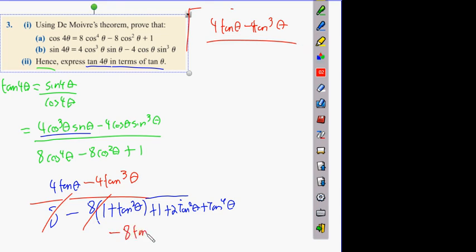And is there any other tan²θs here? Yeah, there's 2 of them. So it's going to be 1 minus 6, isn't it? 1 minus 6tan²θ. And then after that, tan⁴θ, plus 1. It's here. Okay guys, so that's that one done.